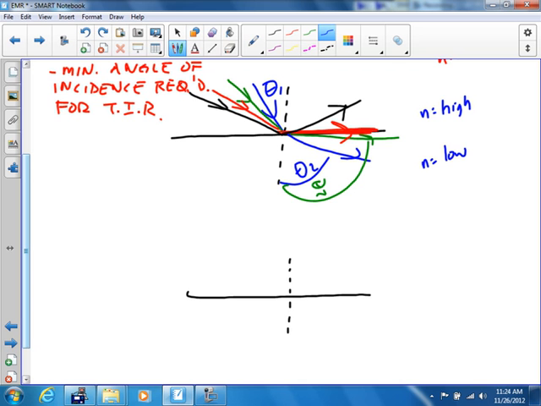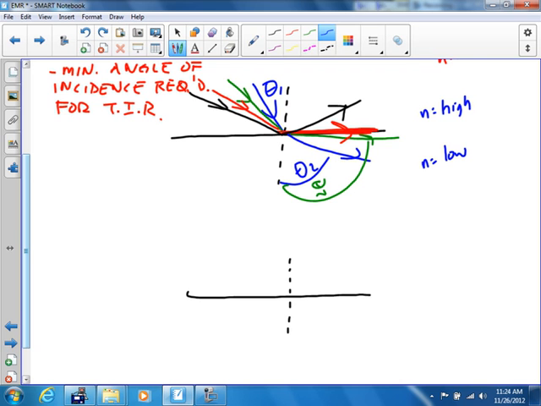It's bending away from the normal line. So the light's speeding up, right? You're going from water to air. You're going from glass to air, or something like that, right? You're going from diamond to air, from a high index of refraction to a low index of refraction.